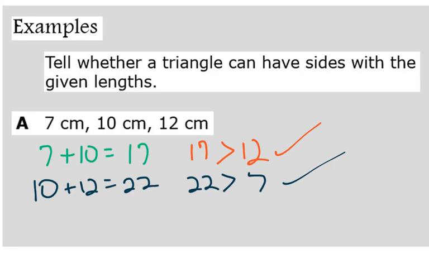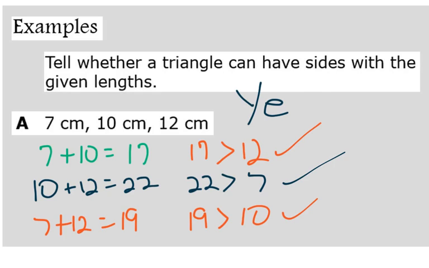Now let's do the first one and the last one. If we add 7 plus 12, we get 19. And yes, 19 is greater than what was left, and that's the 10, and that one checks off. So yes, the answer to this one is yes.